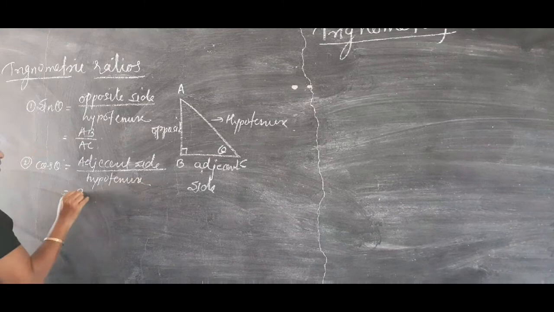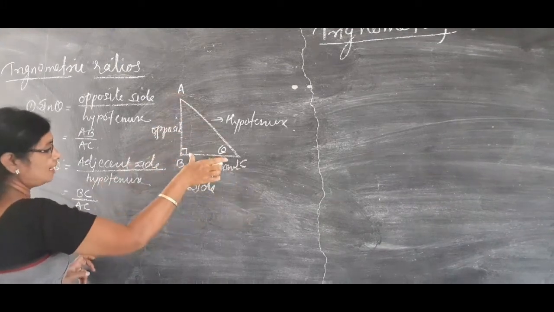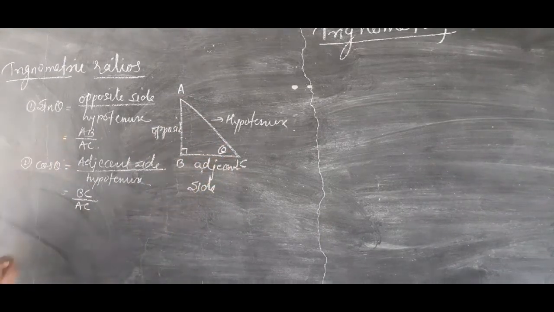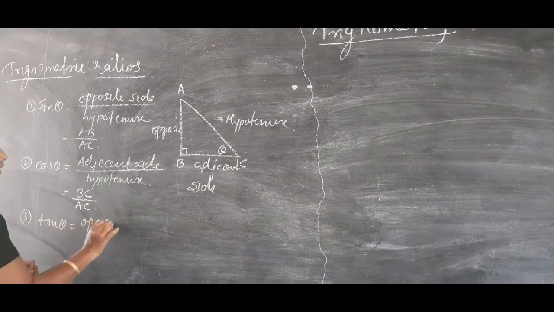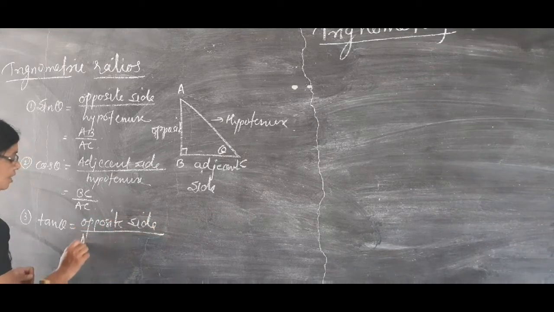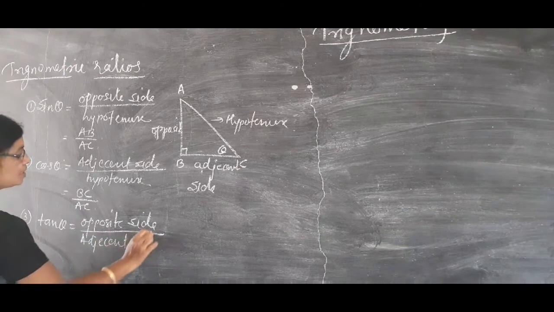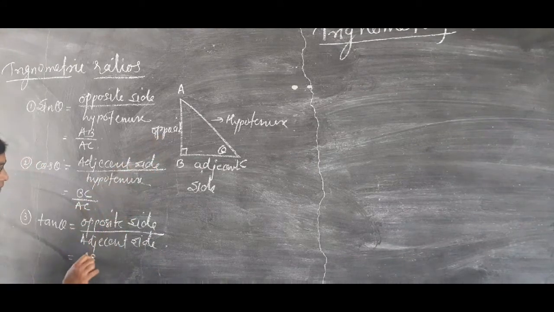Now which is the adjacent side? BC, and AC is the hypotenuse. Adjacent side means the side on which the angle lies. Now the third ratio is tan theta. Tan means opposite side upon adjacent side. Now the opposite side is AB, and the adjacent side is BC.